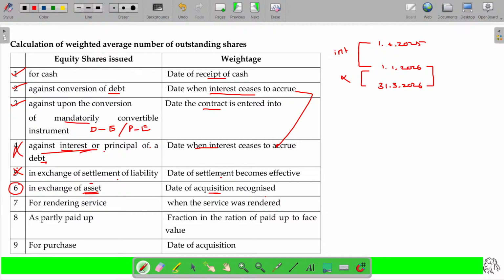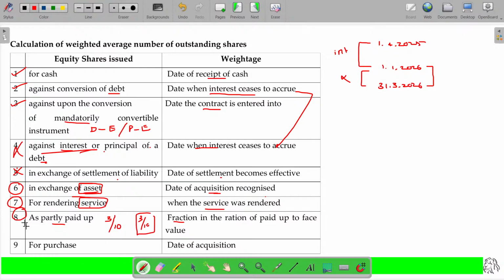Rather than purchasing the asset, for getting any services, if you are issuing the shares, from the date you enjoy the benefit of service, automatically the weightage will be assigned to the shares. In case of partly paid up shares, if it is 3 rupees paid up out of 10, 3/10 will be the fraction you can apply for the shares.